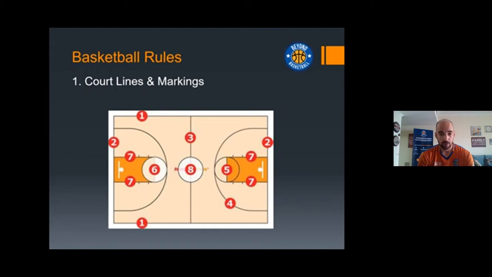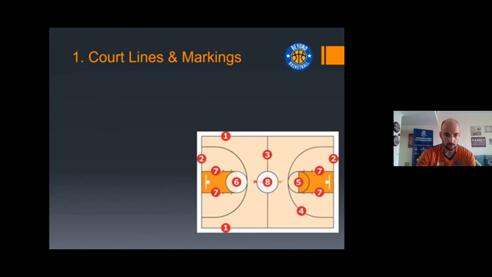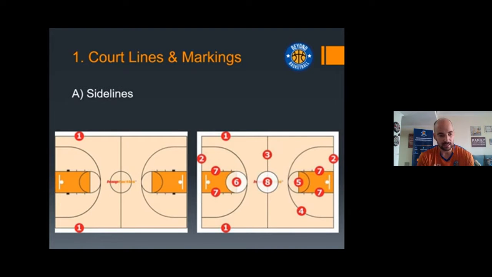Okay, so we will start with sidelines. Sidelines is this number one, and sidelines are two bordering lines which are defining the length of the basketball court. Along with baseline, which we'll talk about next, they establish the size of the playing area. So you can play only inside of those lines, okay? You cannot go outside. Like I said, that is a violation, and you will lose possession of the ball.